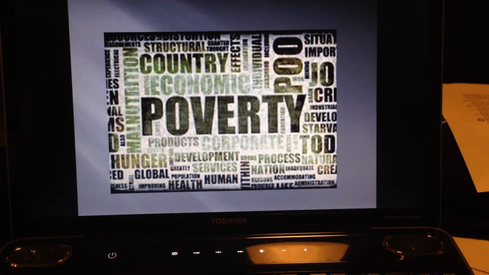Now, poverty is defined as the lack of minimum food and shelter necessary for maintaining life. This is also known as absolute poverty. There are different types of poverty. There's relative poverty, which is the lack of what is needed by most Americans to live decently because they earn less than half of the nation's median income.